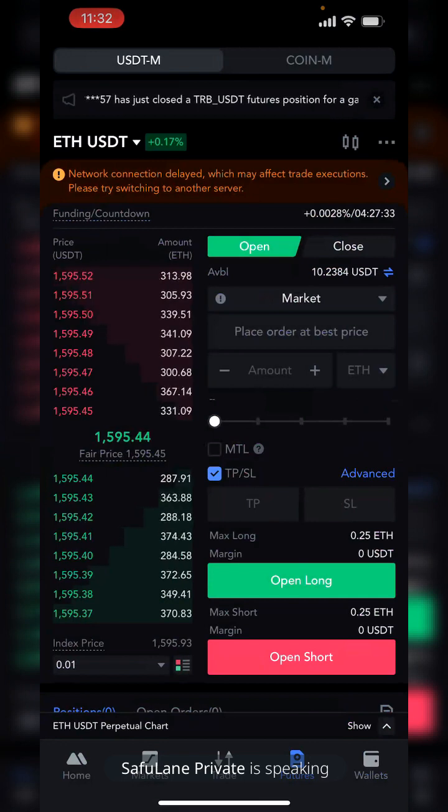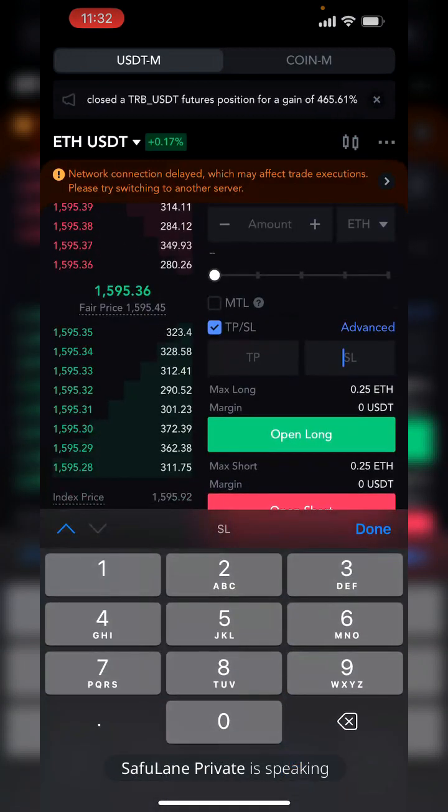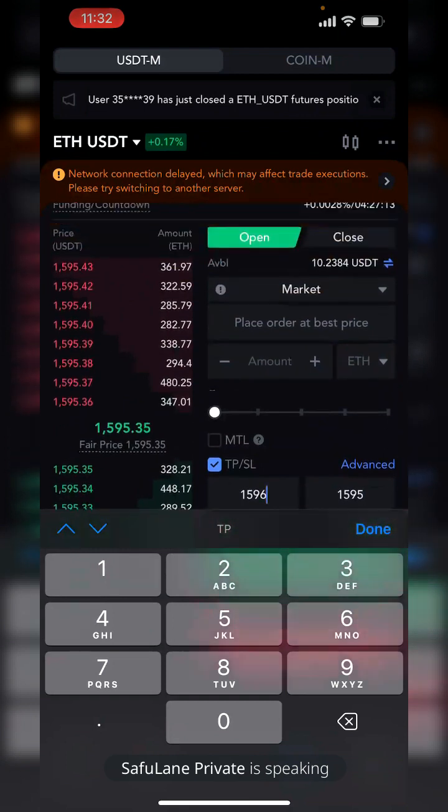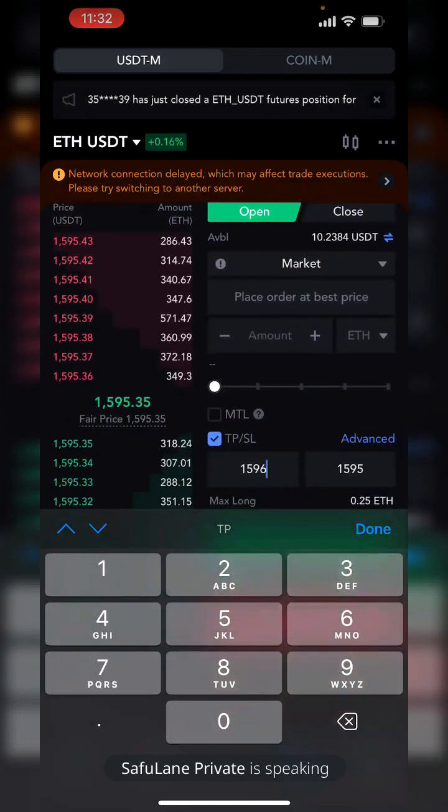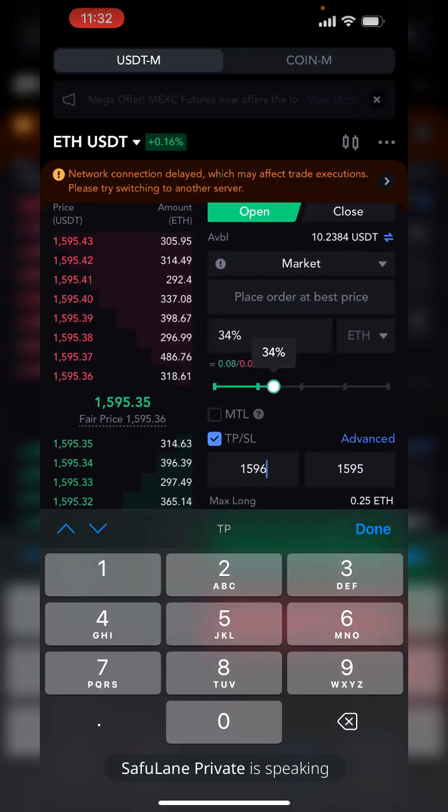Let me quickly long it. But don't rush too much. Take your time. I'm going to set my stop loss at 1595, and my take profit at 1596. Let's see if it's going to happen. If it's not going to happen, then I'm going to lose. But I'm using cross margin to help me expand more on the amount I can borrow.